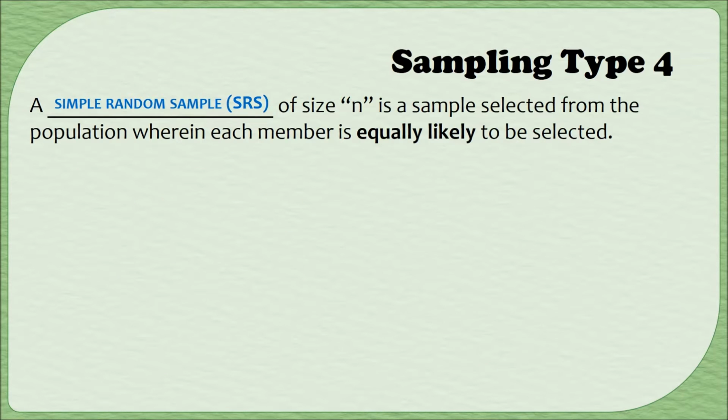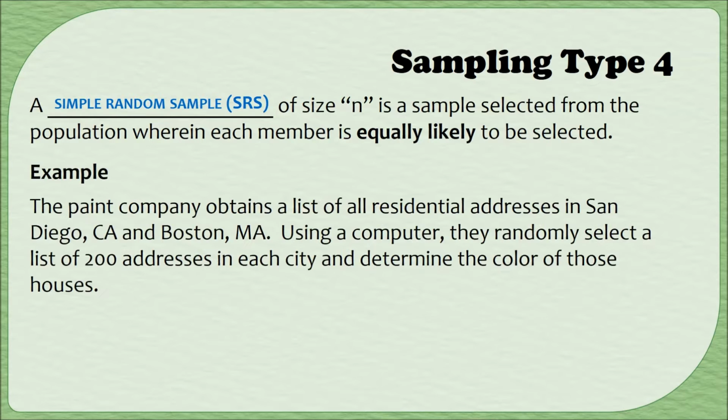Okay, so let's see how our paint company might find a simple random sample. The paint company obtains a list of all the residential addresses in San Diego and Boston. Using a computer, they randomly select a list of 200 addresses in each city and determine the color of those houses. Our clue here that this is a simple random sample is that they used a computer to randomly select a list of 200 addresses.